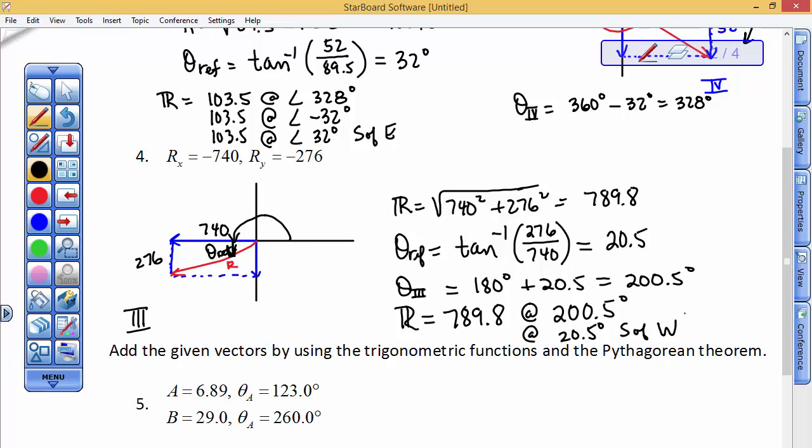Next, after this segment, we're going to look at two vectors that are not at right angles to one another. Much different problem.